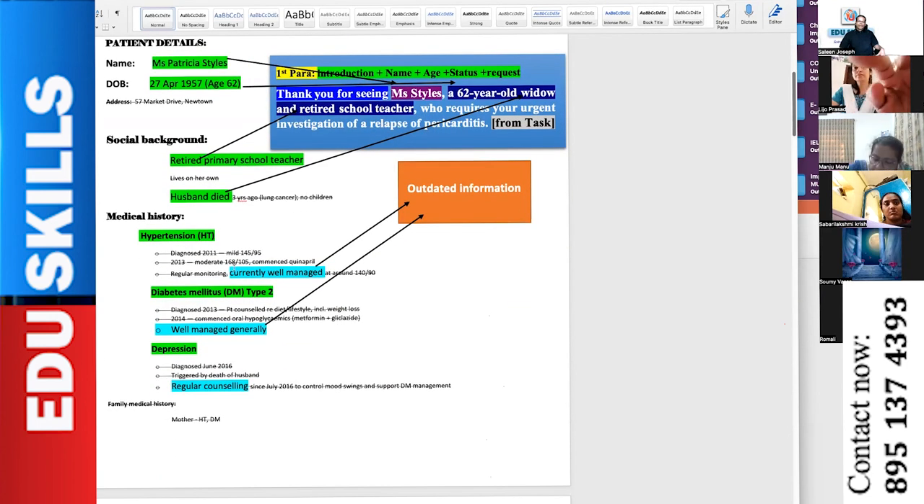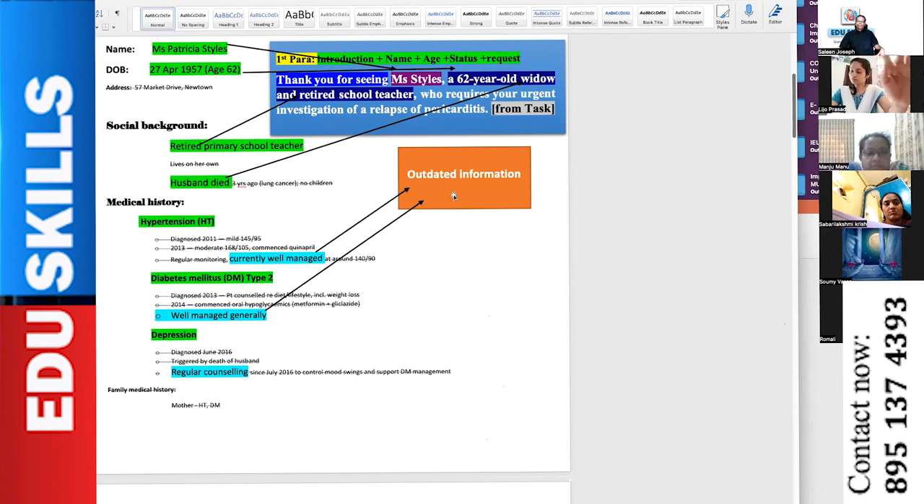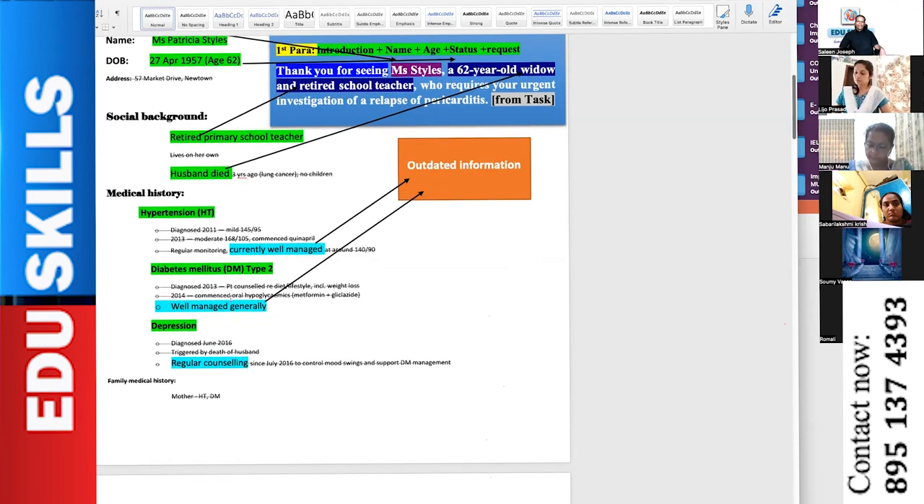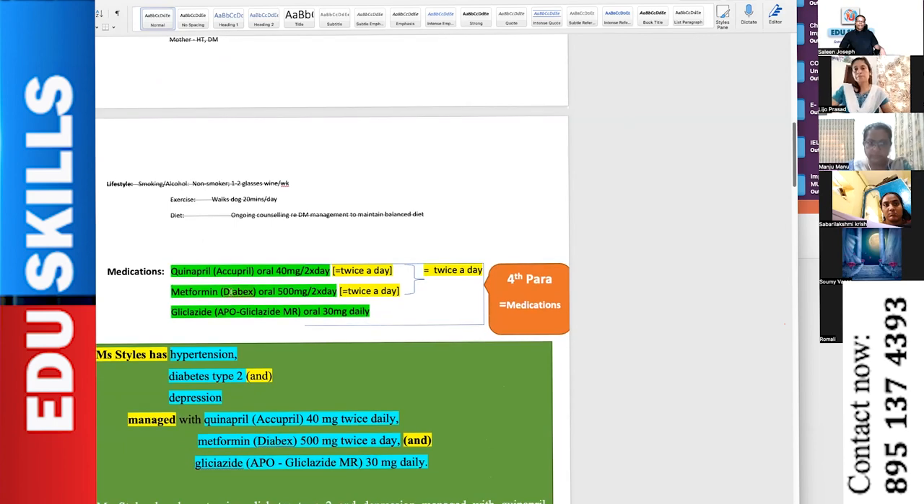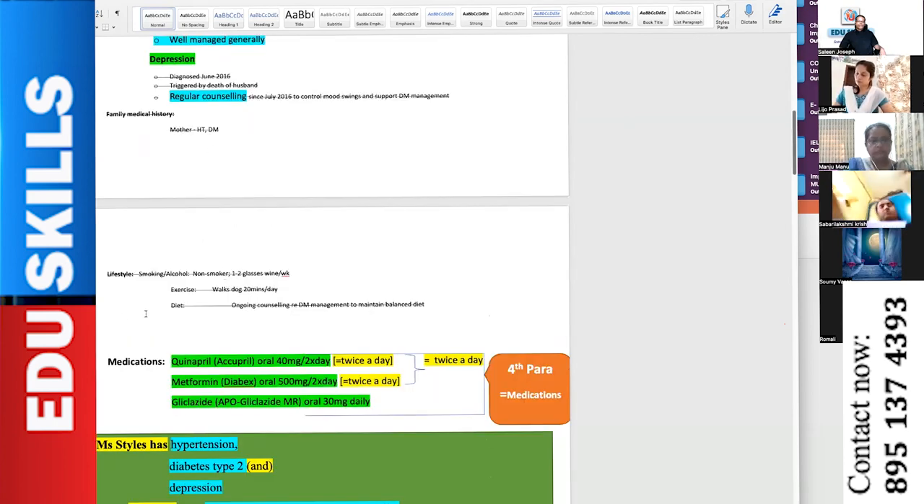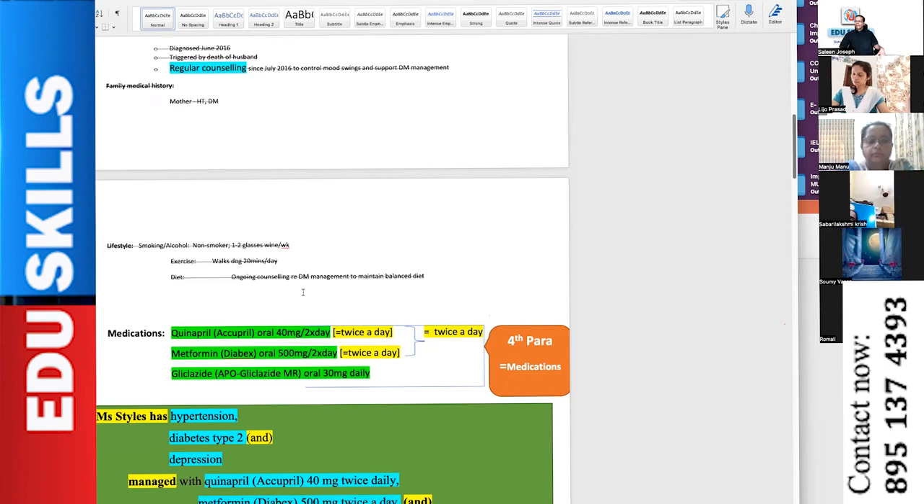Now here you see medical history. I have put outdated information. Since it is managed well, you need to mention just the conditions and the medications. The rest of the details, when it was diagnosed and what the reading was and all those things, are irrelevant. They are called outdated information. But you will have to mention what is highlighted, the main conditions. After that, family history, lifestyle, all this becomes irrelevant.